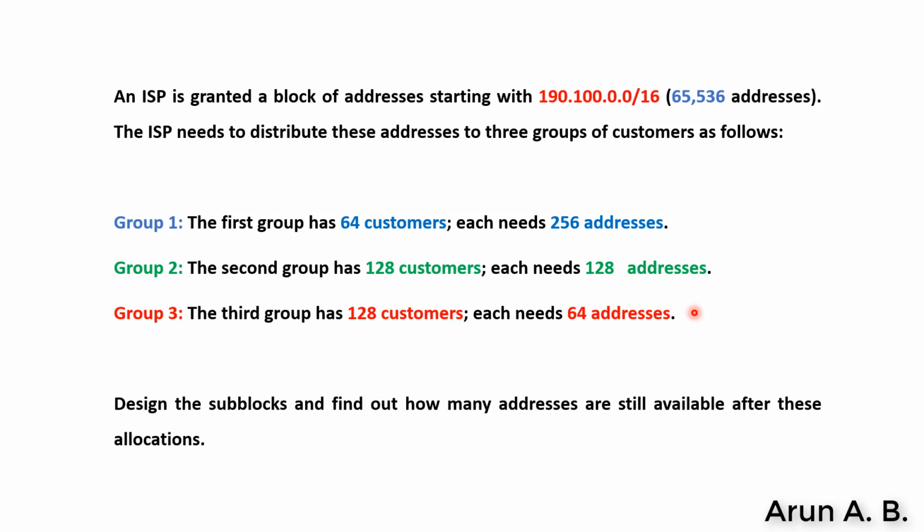And finally, after assigning IP addresses for all three groups, we have to design the subblocks. And we need to find out how many IP addresses are still available after these allocations. That means we have 65,536 addresses in total. Among these, a few of them we assign to these three groups. There will still be a few IP addresses left over. We need to find them. Okay, let us solve this problem.